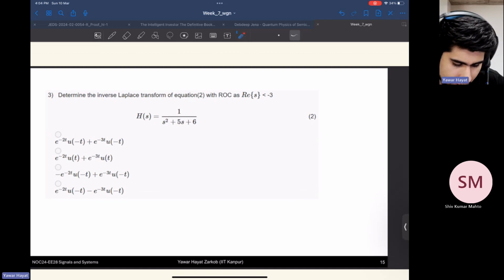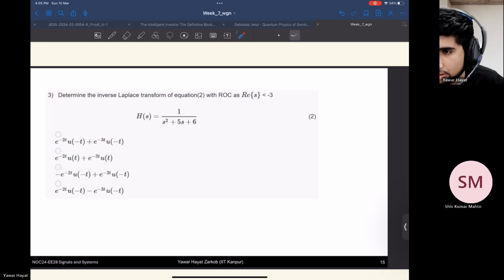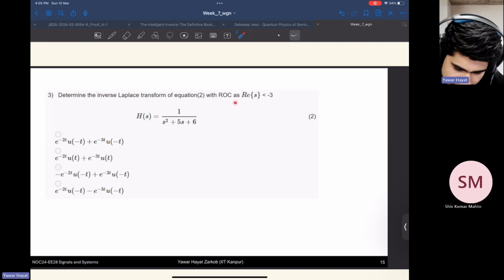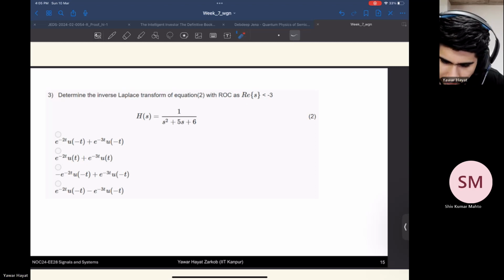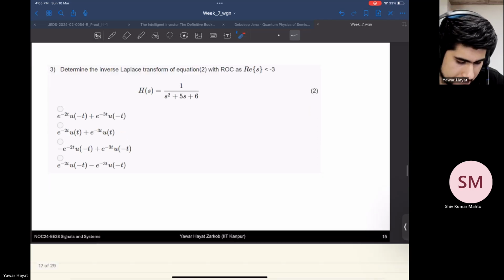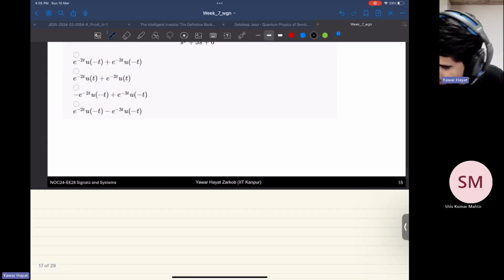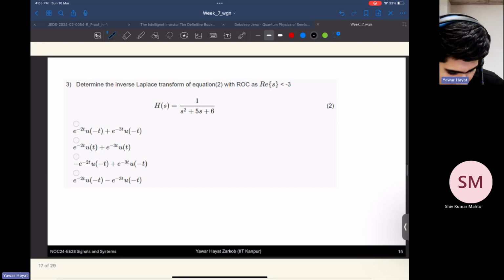So this is the third question. You need to determine the inverse Laplace transform of this equation 2. And notice you have been given the ROC, right? So you can uniquely compute the inverse transform. I guess I'll start doing it since we are short of time. Nobody among you is responding, so let's start doing it.